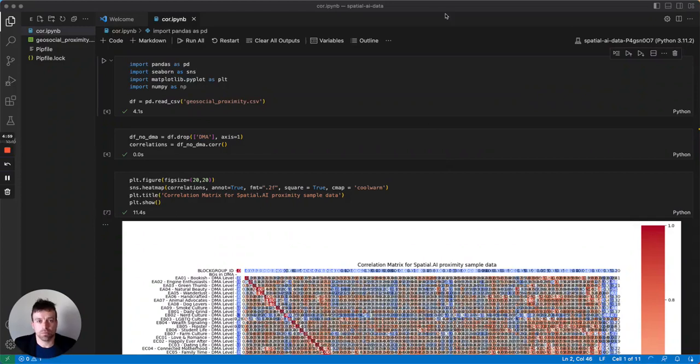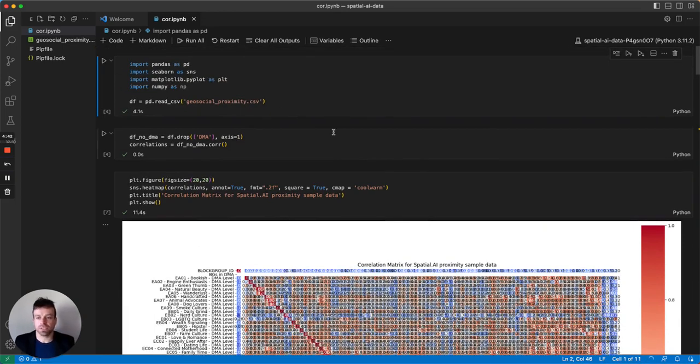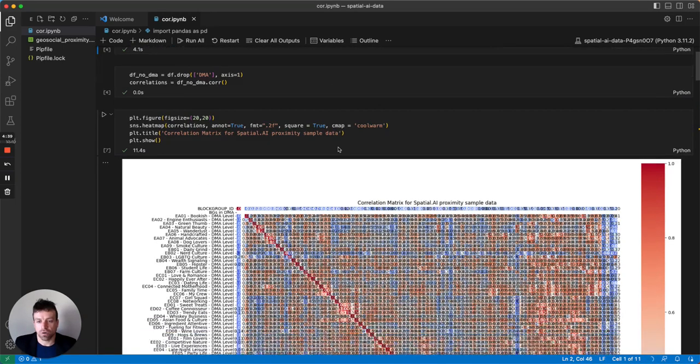This is a small project I've been working on. One of the things I've been doing is just exploring the sample data from Spatial AI. You can see here I've got a Jupyter notebook going in VS Code. I'm importing some libraries, and what I want to do is see how many of these categories that they have are correlated.